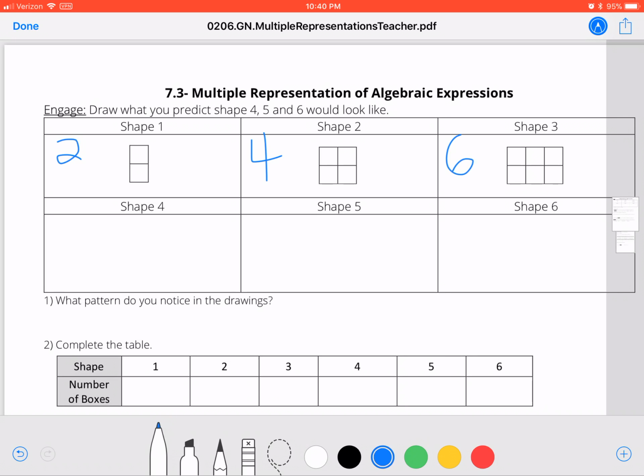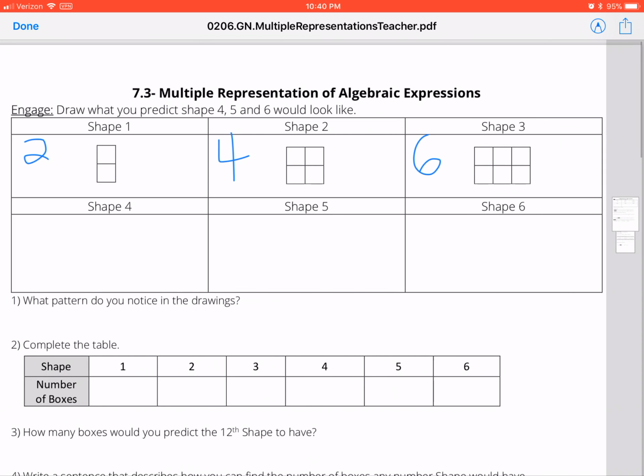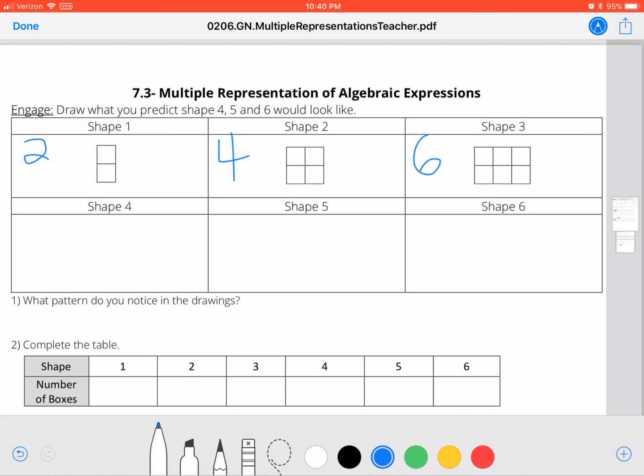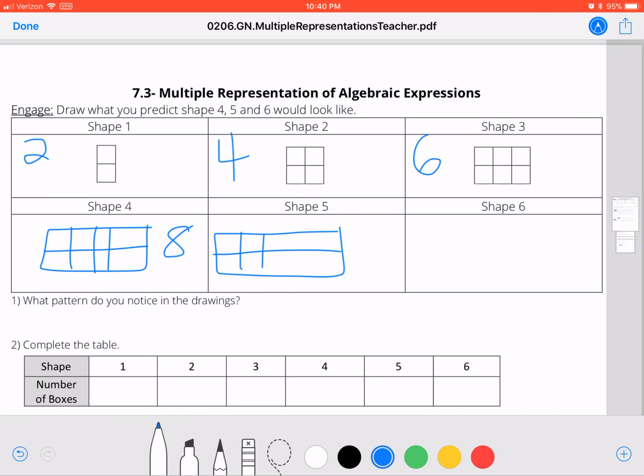Anyway, so shape 1 has 2 squares, then there's 4 squares, and there's 6 squares. Hopefully we notice pretty quickly that there's a pattern involved here, and that pattern is each time the shape is adding on 2 more squares. So for shape 4, there would be 8 of them. For shape 5, there would be 10 of them. And for shape 6, there would be 12. Like so.